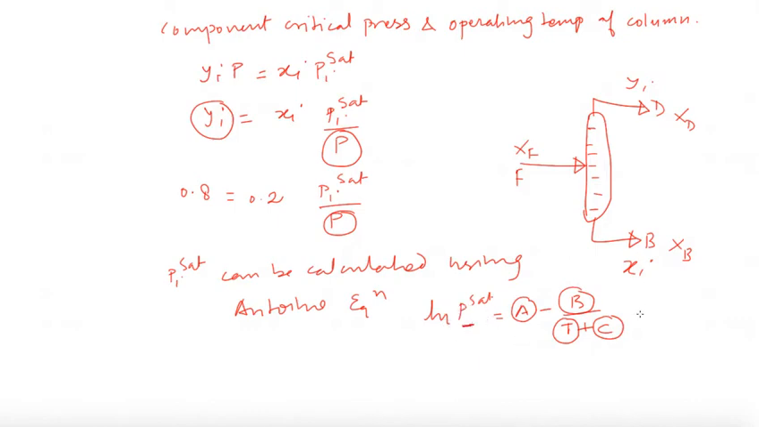Let's say it's a mixture of alcohol plus benzene, and you say this is the I component, you want to recover alcohol, so you will get the A, B, C values for alcohol from a data book, and based on your temperature you will get the saturation pressure. That pressure you can put here and you will get the operating pressure of the column. So this way you can calculate the pressure.